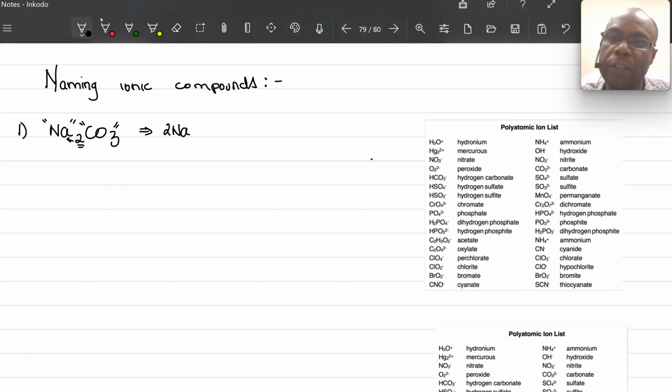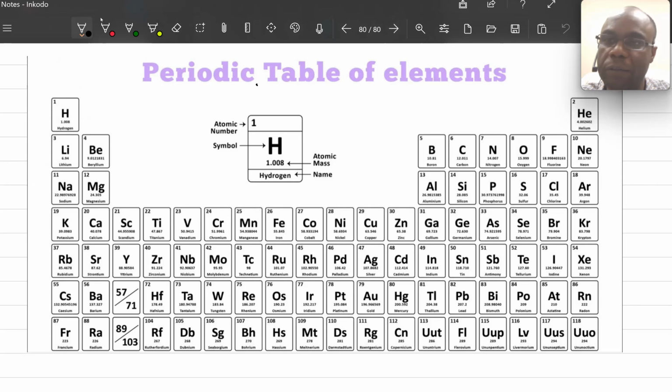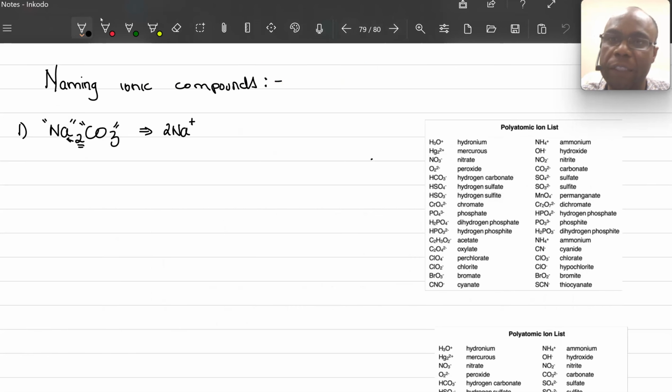You know this is an ionic compound because you have a metal and non-metals. The metal is sodium, the non-metals are carbon and oxygen. Sodium is a group 1 element. It's right here, main group 1, so it's predicted to have a charge of +1. And then this is polyatomic. Polyatomic means it's a group by itself. It's a carbonate. The charge is 2-.